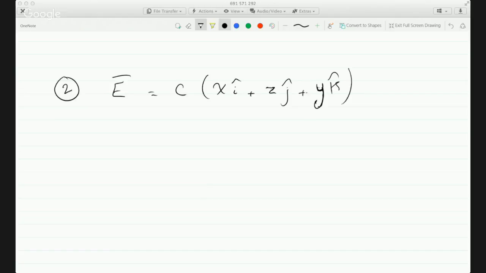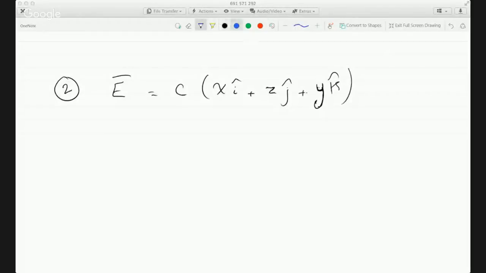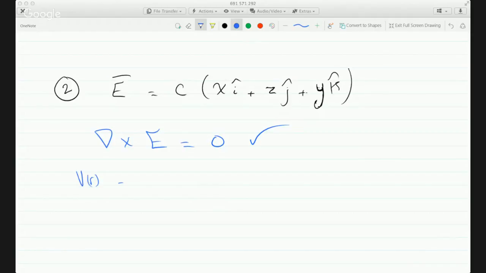Okay, so when we tested the curl of this, it turned out to be 0. Therefore, this field is physically possible, and there exists a V(r) such that the gradient of this V is equal to E, which means V has to equal the integral of E dot dl on some path.